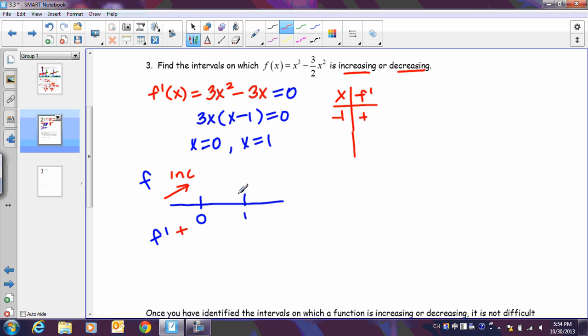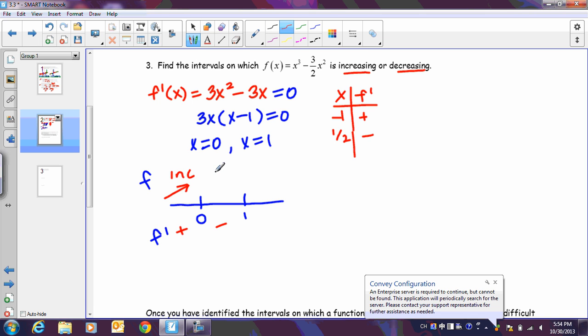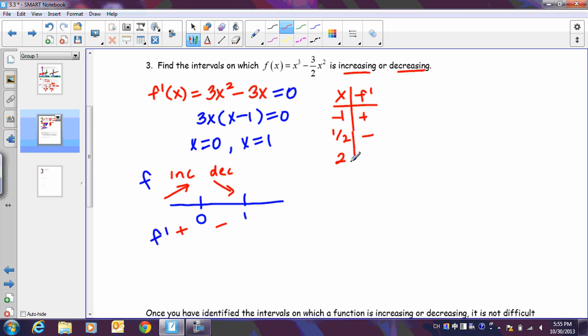Now I need to take a number in between here, like 1/2. When you plug 1/2 in for x, what happens when you square a small number? It gets even smaller. And so 3 times a small number minus 3x is going to end up giving me a negative. This is going to cause my function to decrease. Now we're going to plug in any number after 1. We could plug in 2, we could plug in 500. It doesn't really matter. You are going to get a positive number in return, so we put a plus there. That's increasing like this. So we can kind of see the shape that the graph is making.